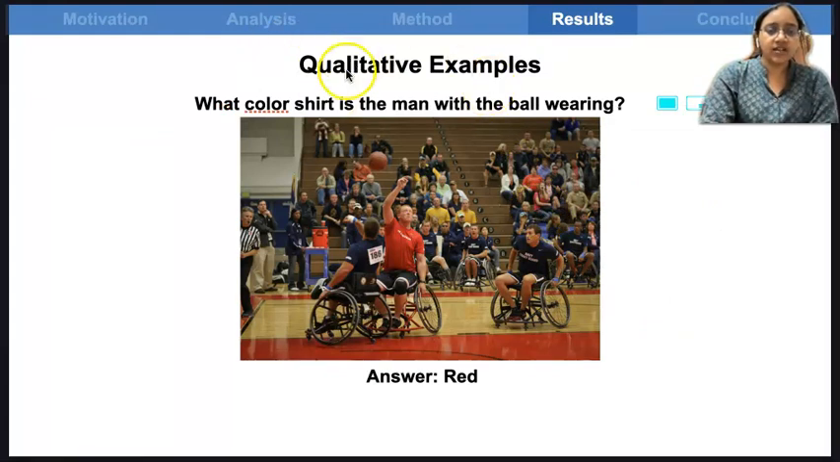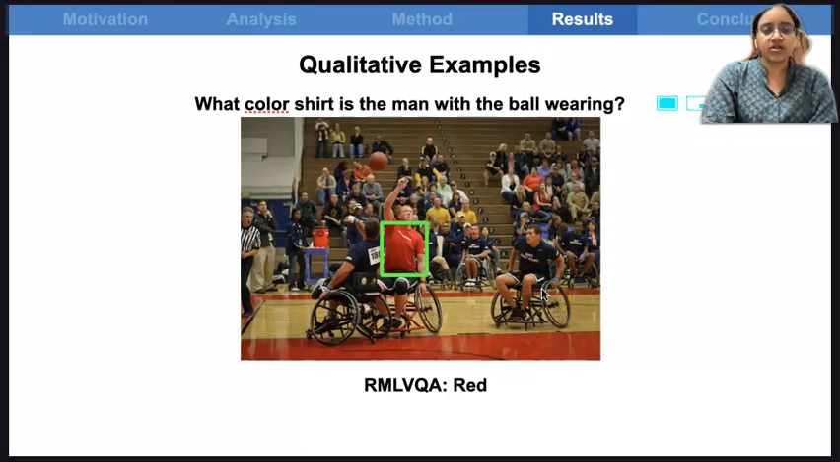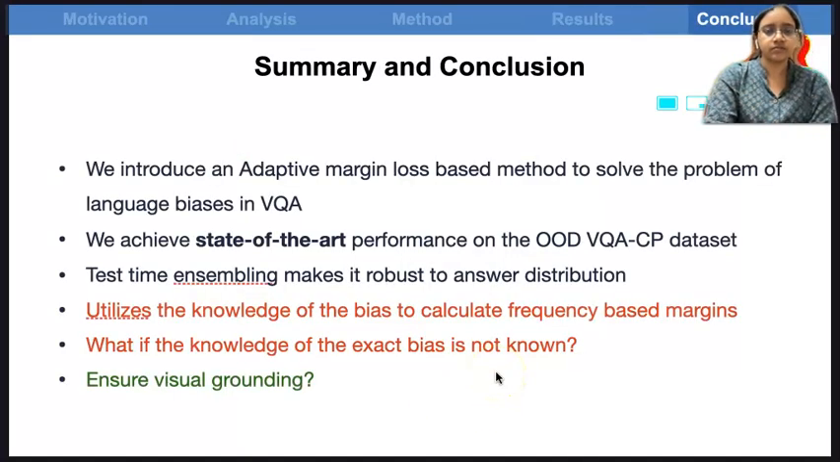In this qualitative example, which reads what color shirt is the man with the ball wearing, the ground truth answer is red, right, because this person is holding the ball, but the baseline focuses on the wrong person and hence answers blue. Our method is able to focus on the correct region to output the correct answer red.